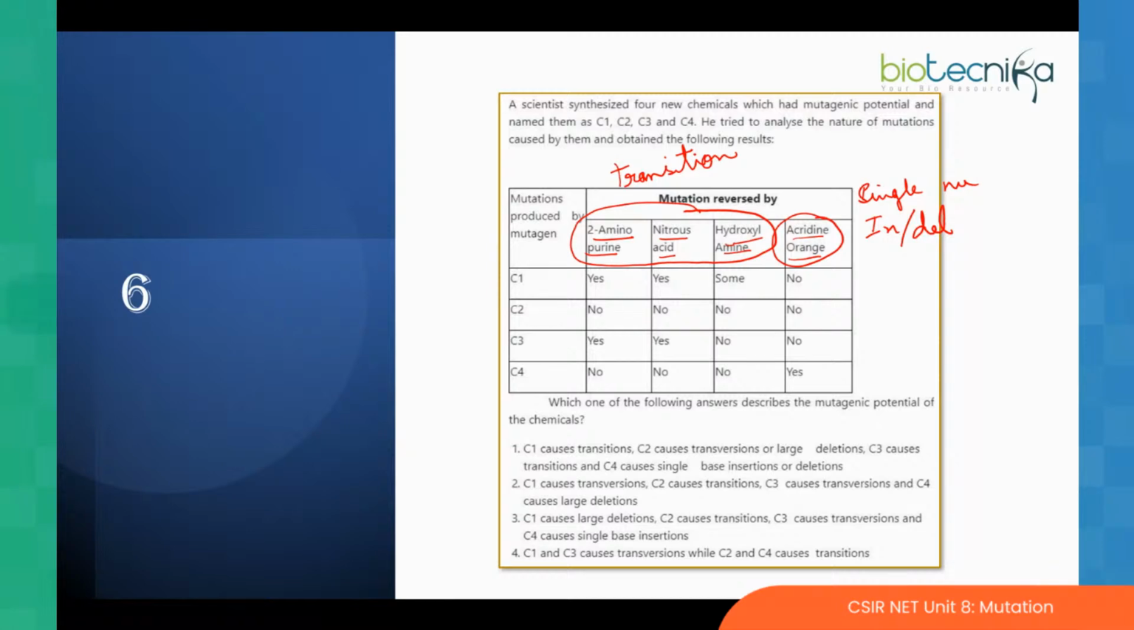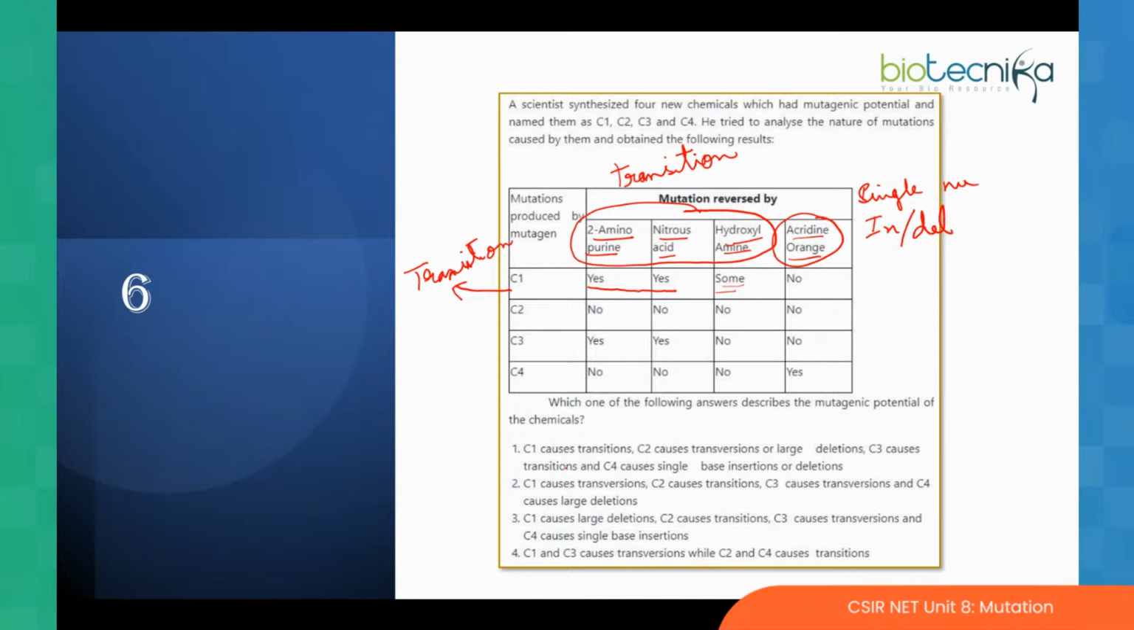Now in C1, what we see is it is getting reversed by 2-aminopurine and nitrous acid, and some are getting reversed by hydroxylamine. Now, why only some? Because hydroxylamine cannot work on all the nucleotides. It can only work on cytosine. That's why in some of the cases it is getting reversed by hydroxylamine. But 2-aminopurine and nitrous acid are reversing it, which means the mutation caused by C1 has to be a transition.